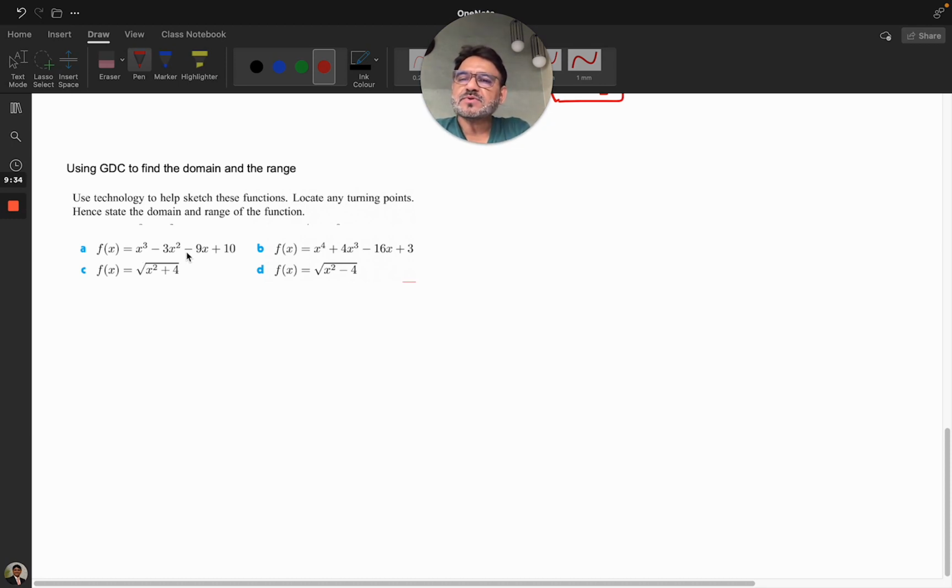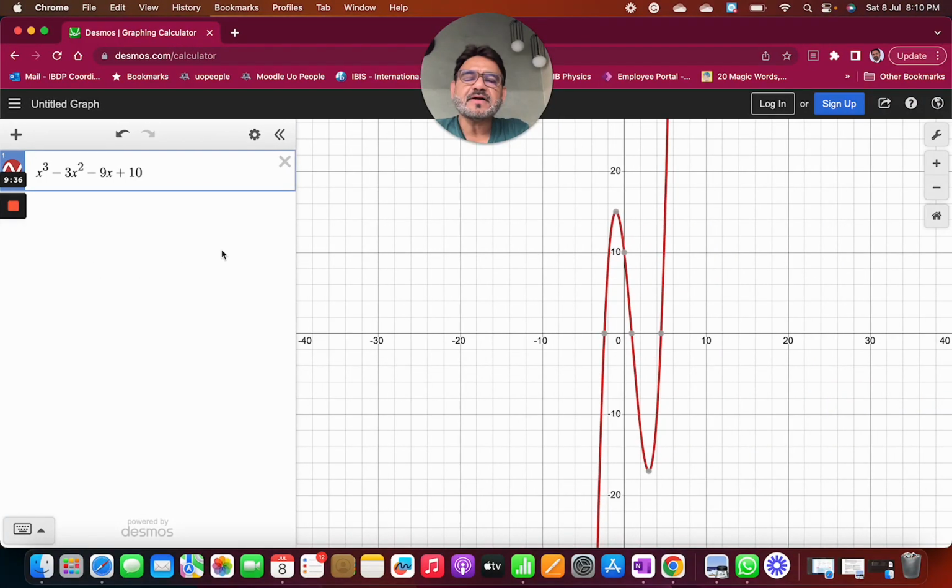So I've used Desmos. I'm going to graph this. So graph that. Get the max. Get the min. Correct? Now look at the domain. Domain are all the x values. So imagine which are the x values it can take. What is the leftmost this can take? This can go to minus infinity. This is going to plus infinity.